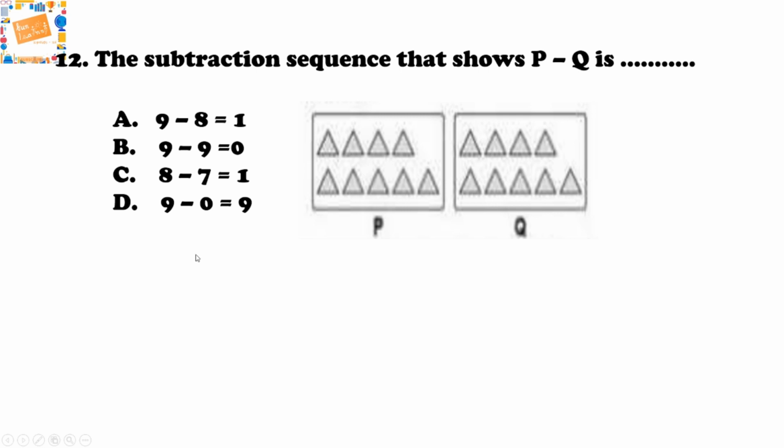Well, let's look at it together. If you look at both the images, you'll see P has 9 triangles and Q also has 9 triangles. So P minus Q would be 9 minus 9, which is option B, 9 minus 9 equal to 0.